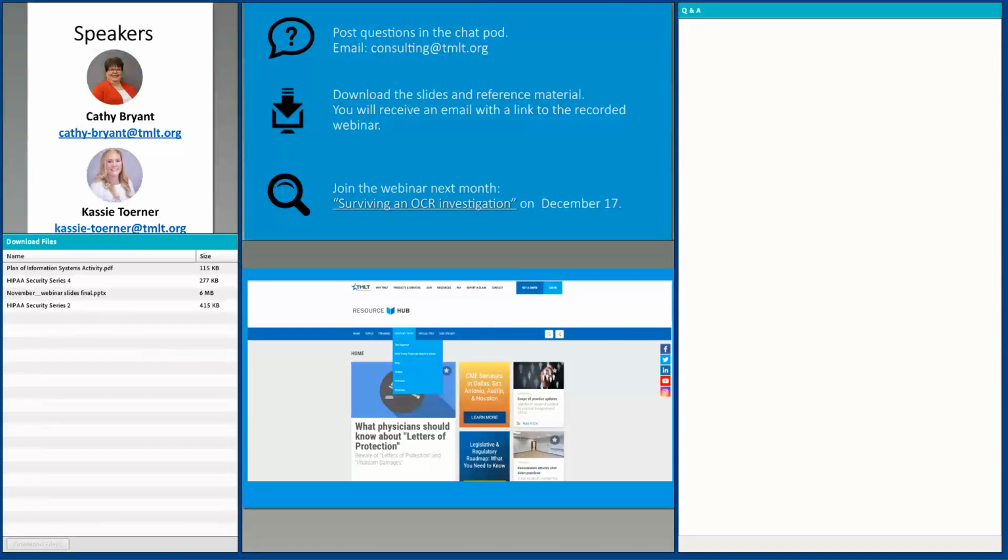As far as the next question about do we have a list of managed service providers, we do not have a list, and we do not endorse managed service providers. We have worked with a number around the state. So if you'll email consulting@tmlt.org and tell us where you are, if we know of managed service providers in that area, we'll be happy to share those with you.